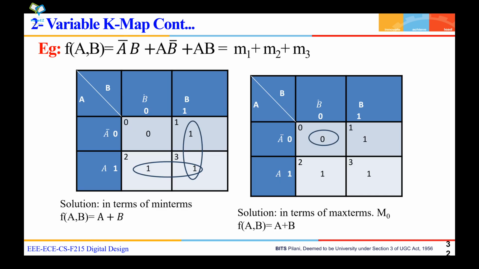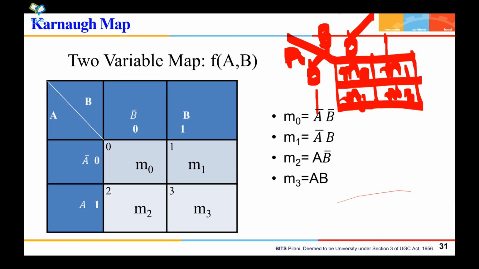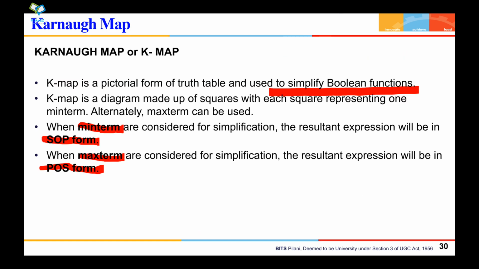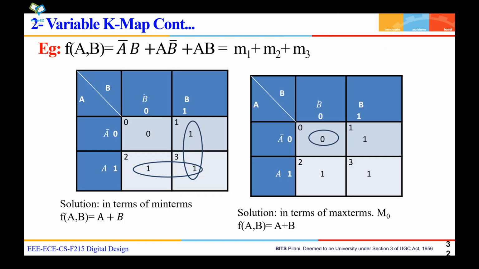Now how to use this? How to do the groups in this Karnaugh map? Let us take the two variable Karnaugh map and try to solve one Boolean equation. Now, given Boolean equation is this. A Boolean equation is given as A bar B plus A B bar plus AB. If you write in terms of minterms, this is going to be m1 plus m2 plus m3.